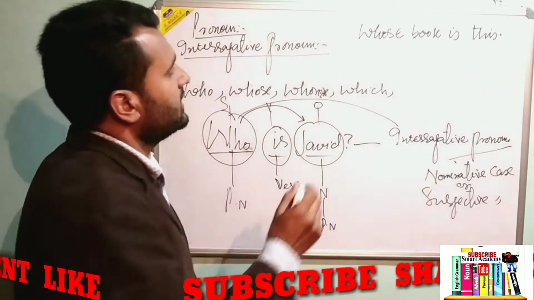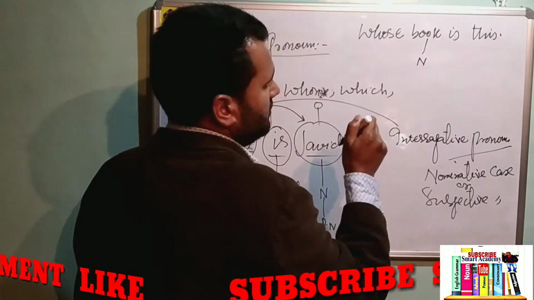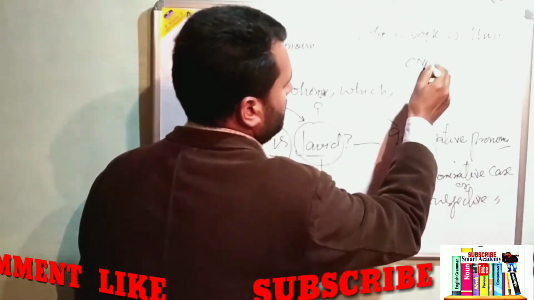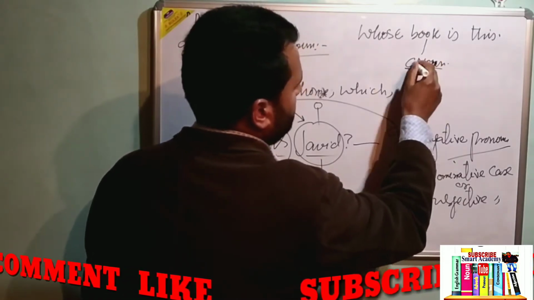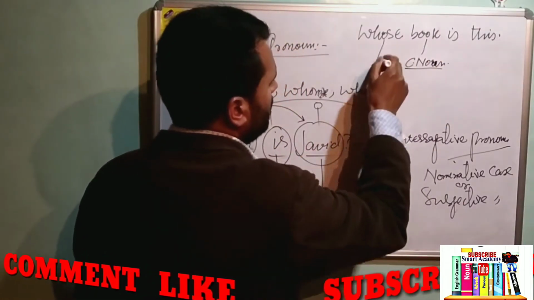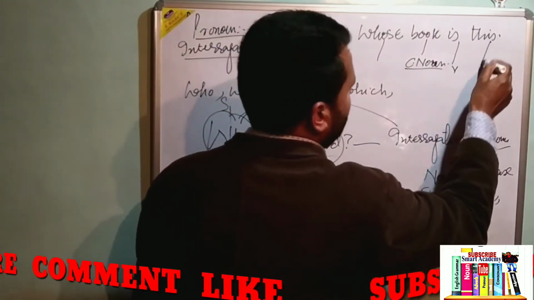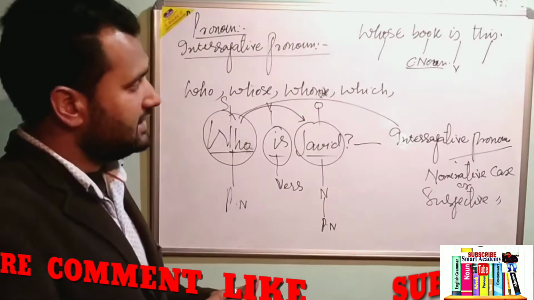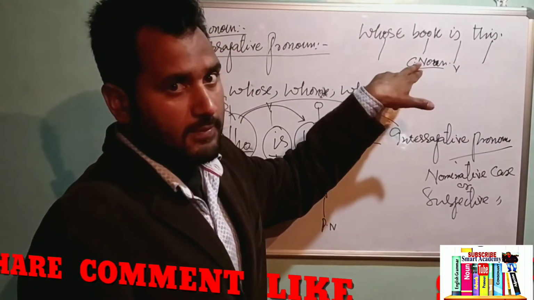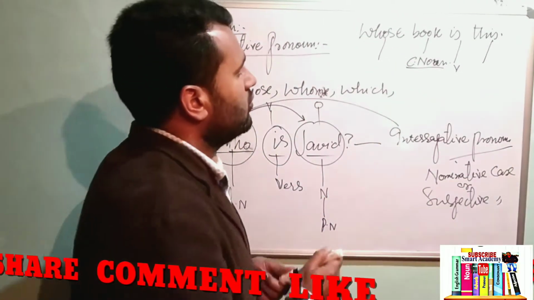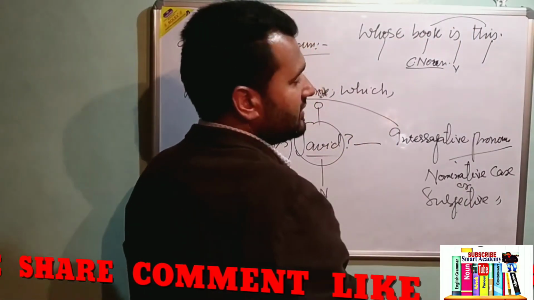So see over here. Also, book is a noun, that we know, and it is a common noun. Whose is... and is is the verb. And what is this? This is: whose book is this? Whose book? This is having connection with this.